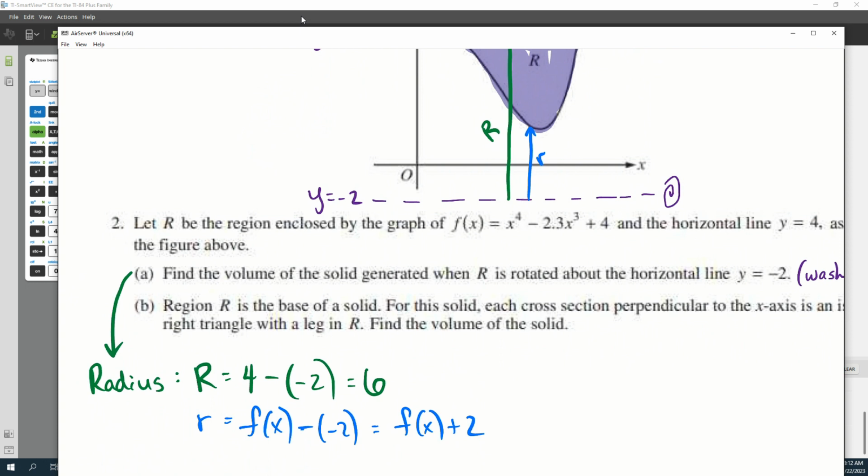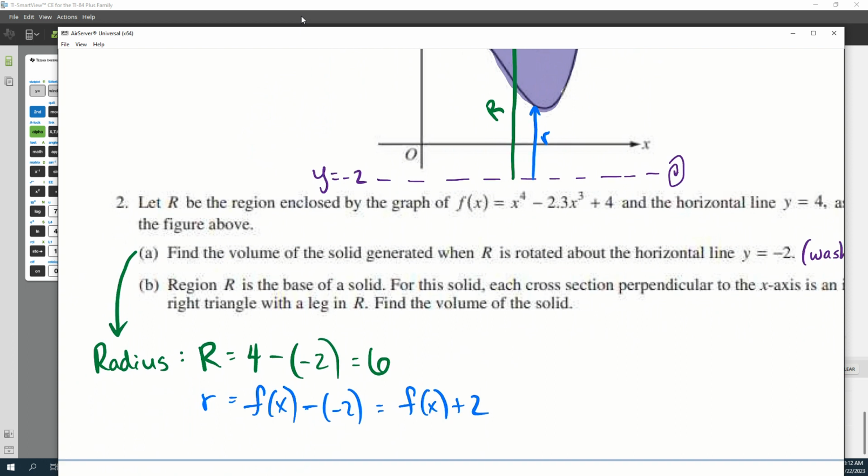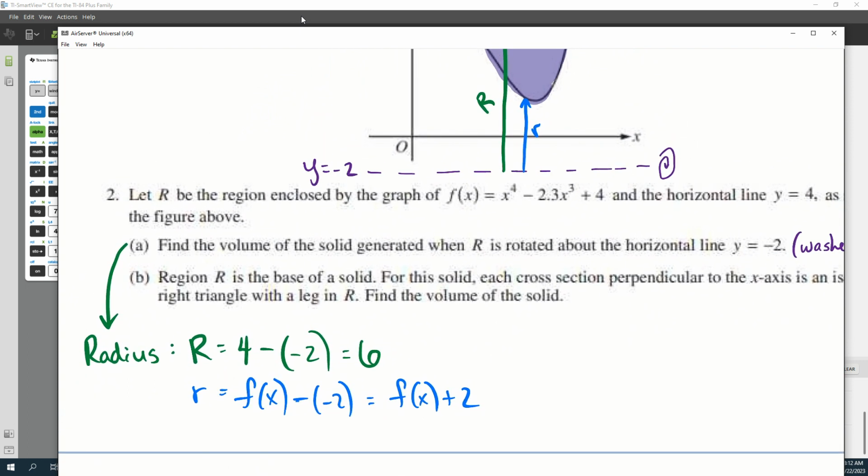All right, I didn't give you guys a ton of space. I'm sorry, I know this. We may have to write our work for B somewhere else.